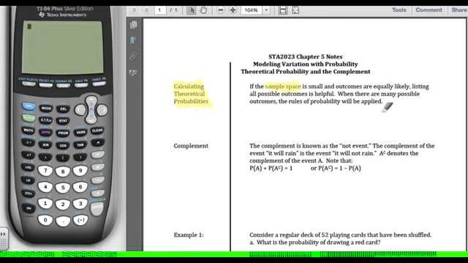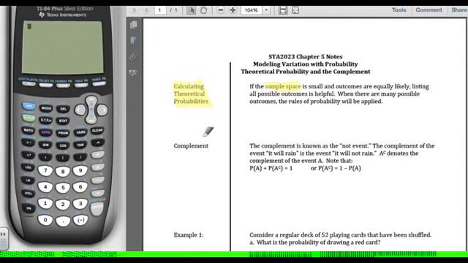When there are many possible outcomes, we're not going to worry so much about the rules of probability. Instead, we'll just use what we know and some theory to make our calculations. Generally, what I say is if you have 40 or more outcomes in the sample space, that's too many to list everything. We just use theory there. But if it's less than 40, it is possible to list the sample space in a reasonable time and to make some calculations from there.